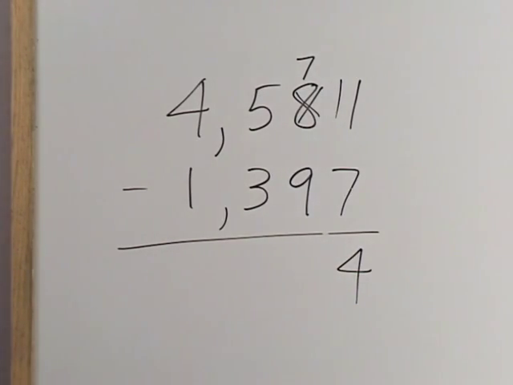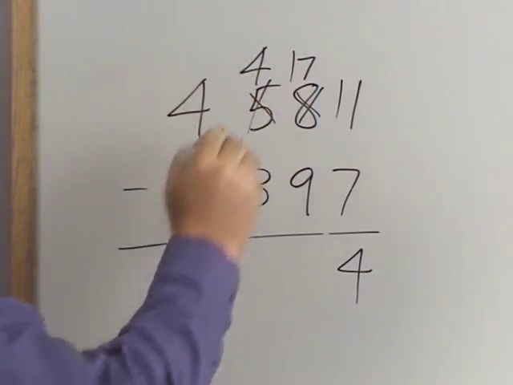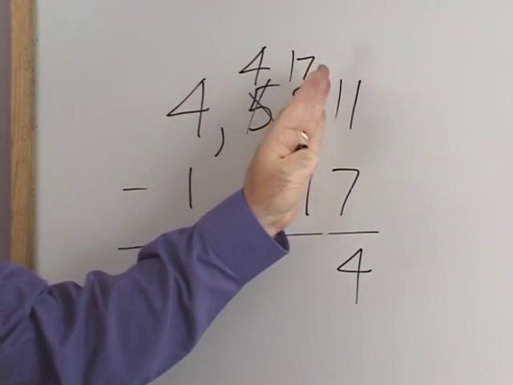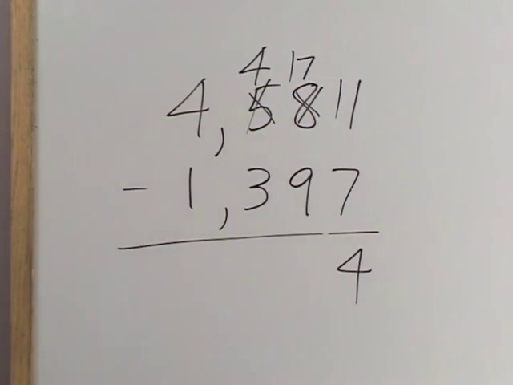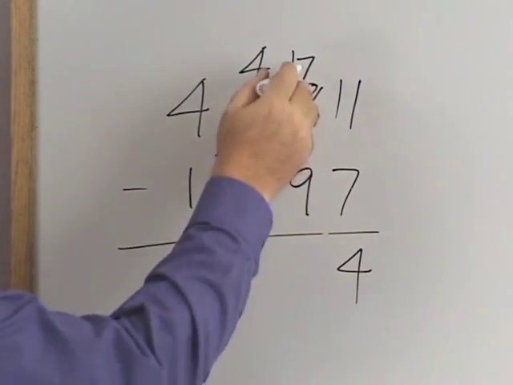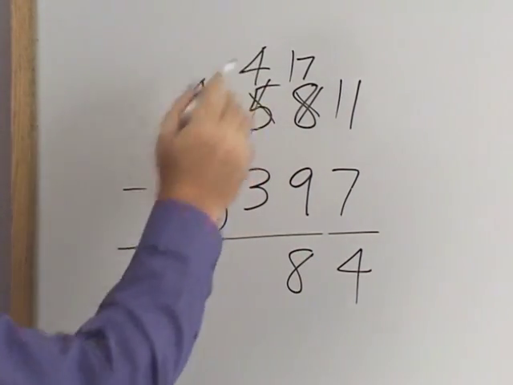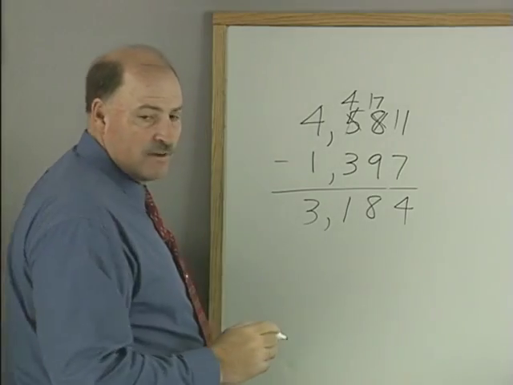Or I could wait. Now, can I take 9 from 7? No. So I have to go over here and borrow, right? And every time I take 100, that's why it makes 10 tens, which is why I put a line there. Okay, so what's 9 from 17? 8. And what's 3 from 4? 1. I can do that one okay. And 3. So we're all set, right?